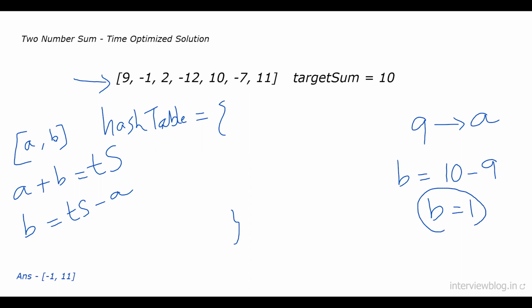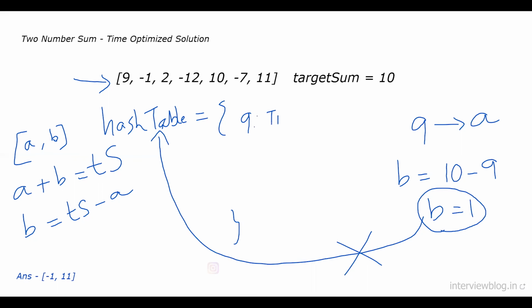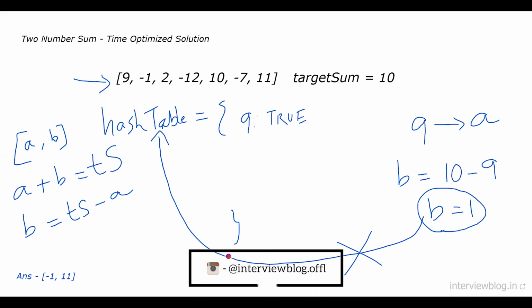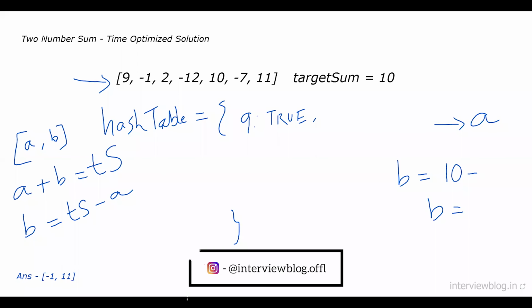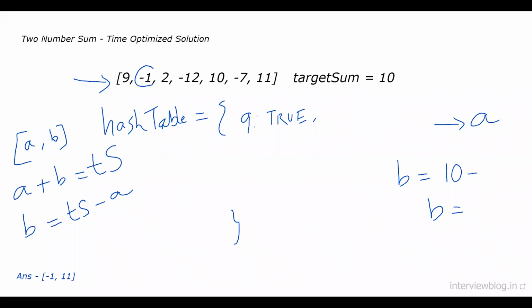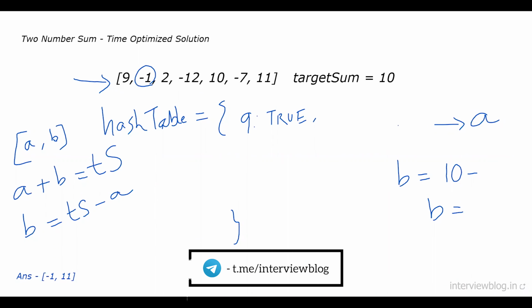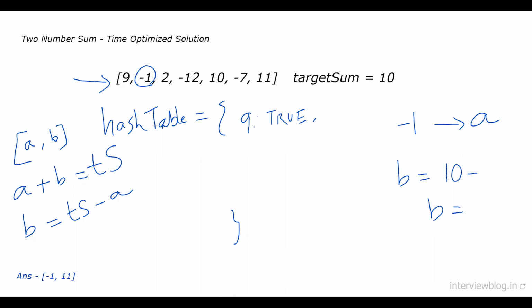Now I'll be checking if this B is present in our hash table. Since B is not present in our hash table, I will simply add 9 to the hash table. So I'll be adding 9 as my key and true as my value. Next, I'll be visiting the element -1. So -1 is my A now. I'll be subtracting -1 from the target sum, which is going to give me 11. So now we have found that B is 11.